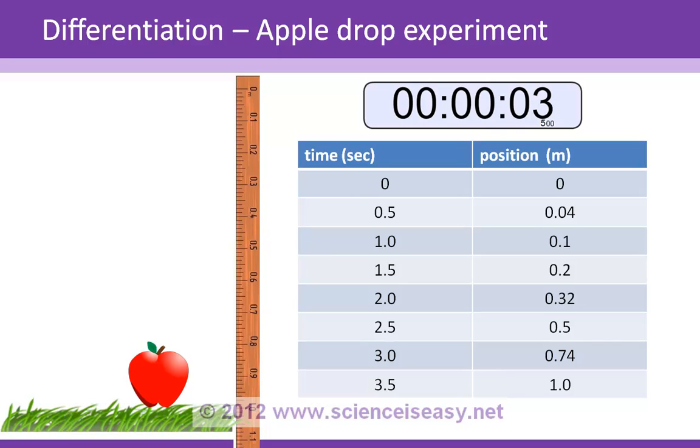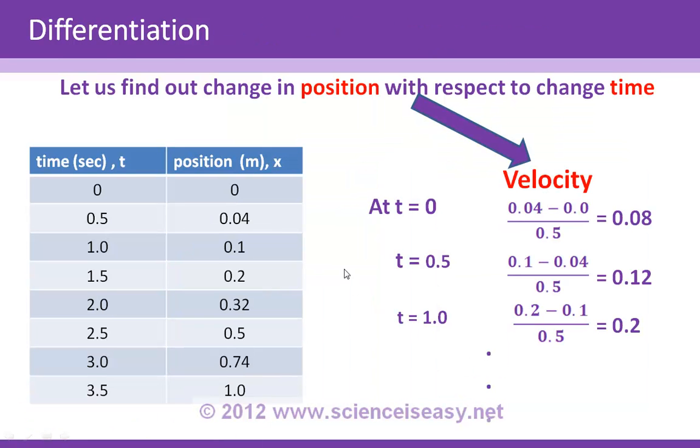Since we know position of apple, let's try to find out velocity of apple at each time. And you know velocity is nothing but change in displacement with respect to change in time. So that's the definition of velocity. Here I have replaced the data again, and at time t is equal to 0, velocity is change in displacement is 0.04 minus 0, and change in time is 0.5. At time t is equal to 0.5, change in displacement is 0.1 minus 0.04, change in time is 0.5 again.